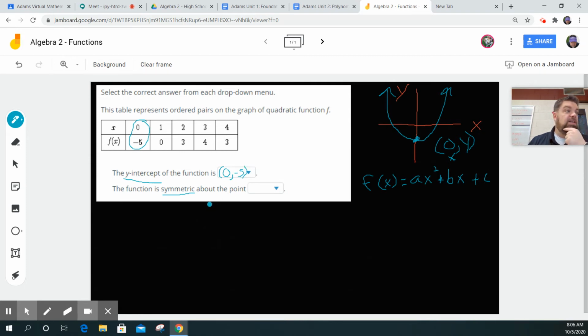Okay. And then they want to know if the function is symmetric about a point. So in other words, in this function, I just drew a generic function, right? So you can shift this function left or right. So for the symmetry, we have to look at the y values. So here we go: -5 to 0, then 3, then 4, then back to 3.